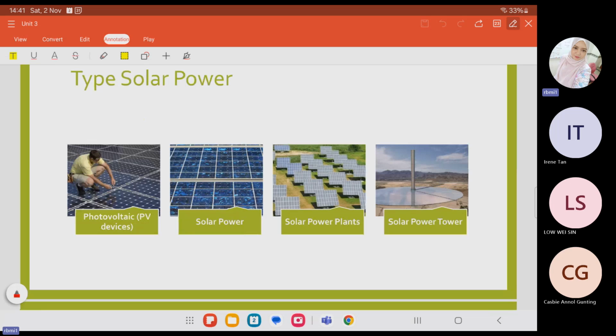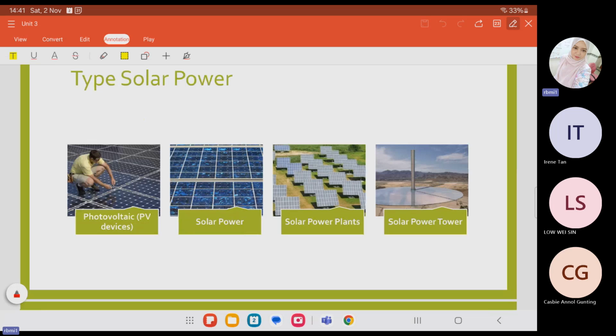Okay, for usage by individuals, the one that residents normally put on their rooftop is the PV devices. And the one that we can see in a rural area, the solar power plant, needs a very large area.